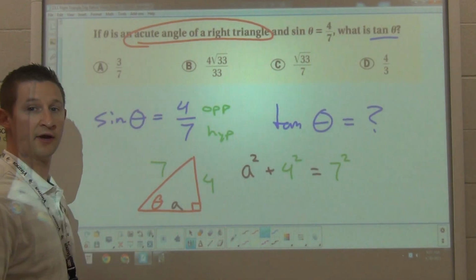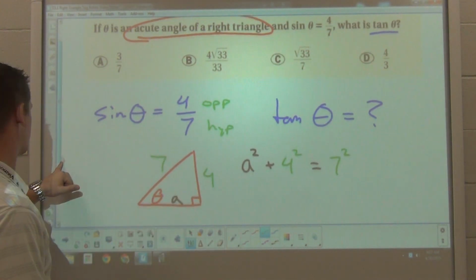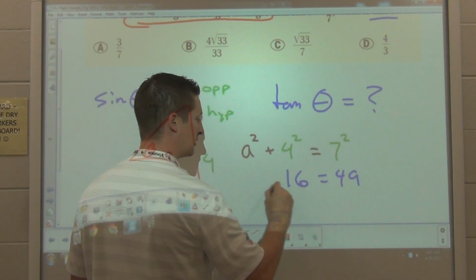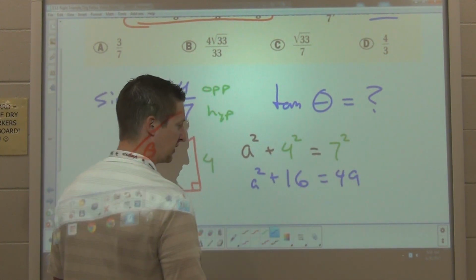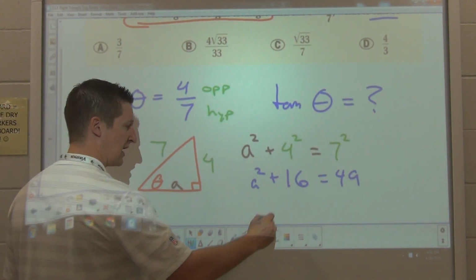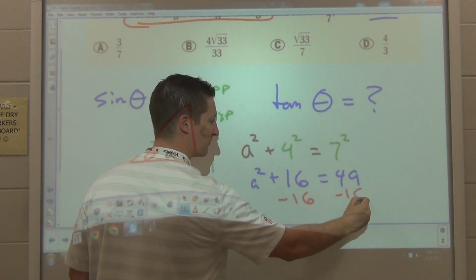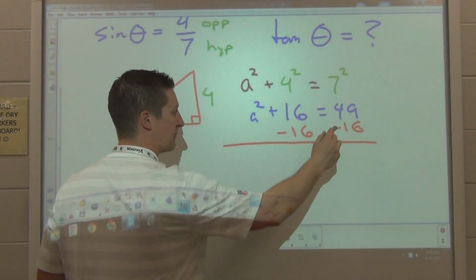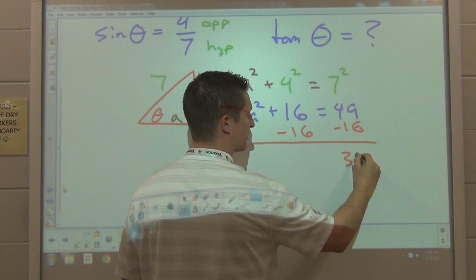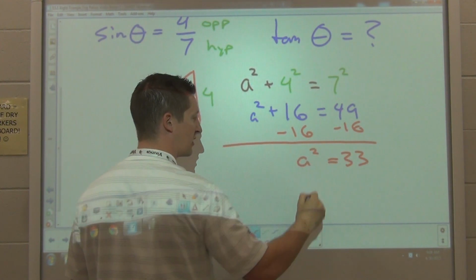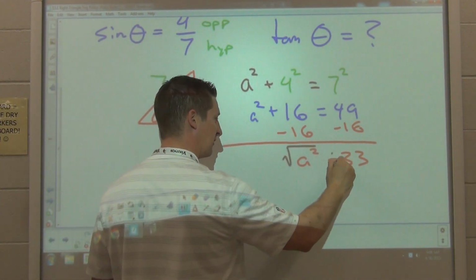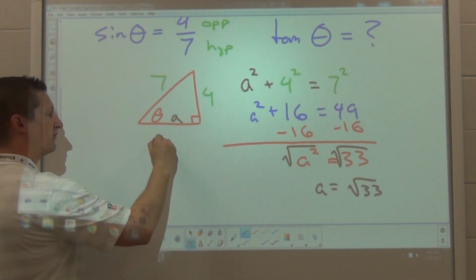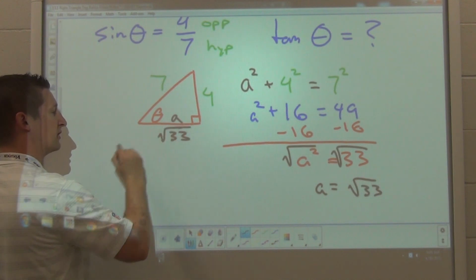So I plug in the things that I know. I'm going to solve for A. So doing a little bit of math here, 4 squared is 16, 7 squared is 49. A squared plus 16 equals 49. As I solve for A, I will subtract 16 from both sides. 49 minus 16, well, that's going to be 33. A squared equals 33, which means that A itself is going to be the square root of 33. So I'll go ahead and fill in this side length as being the square root of 33.